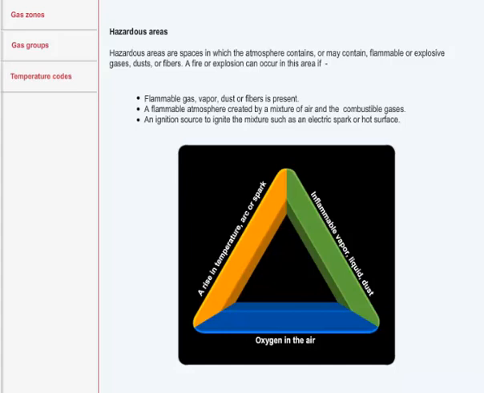Hazardous areas. Hazardous areas are spaces in which the atmosphere contains or may contain flammable or explosive gases, dusts, or fibers. A fire or explosion can occur in this area if flammable gas, vapor, dust, or fibers are present. A flammable atmosphere is created by a mixture of air and the combustible gases, and an ignition source ignites the mixture, such as an electric spark or hot surface.